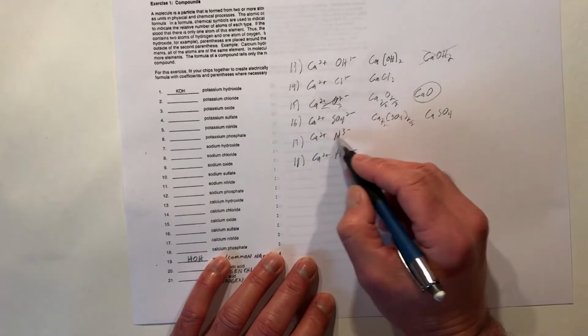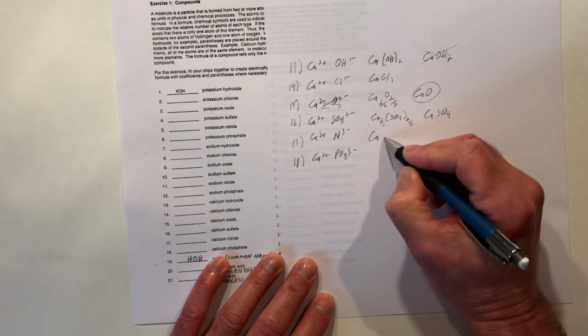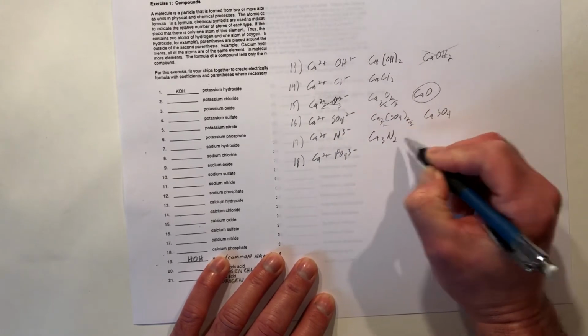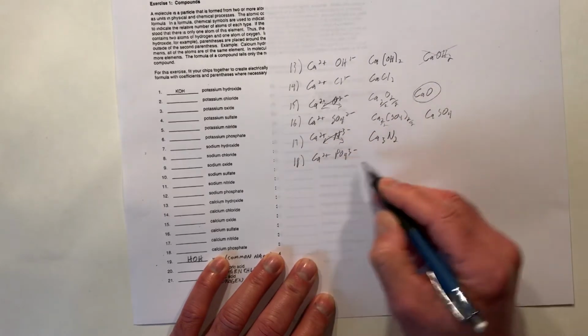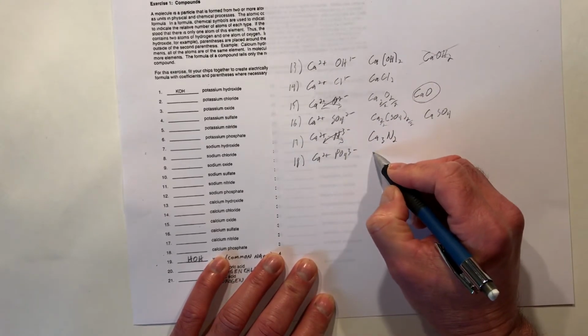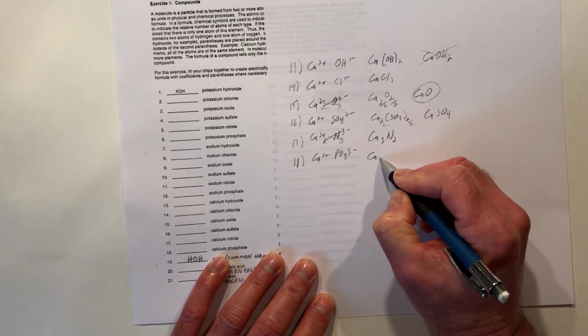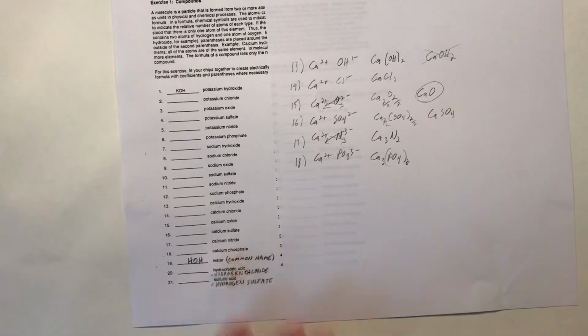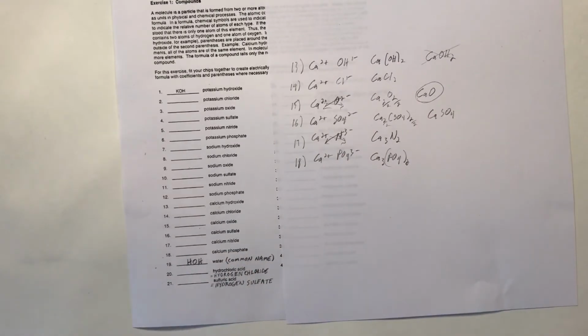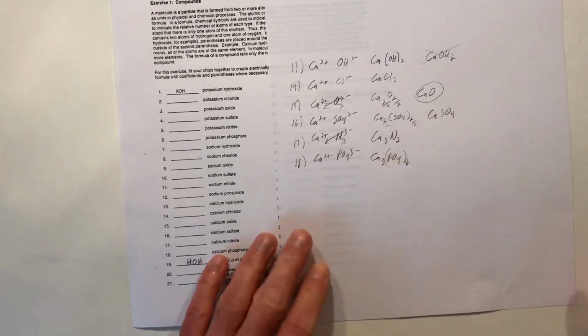Okay, so Ca 2+ and N 3- would be Ca3N2, right? This 3 goes here and the 2 goes there. Ca 2+ and PO4 3- would be Ca3 (PO4) taken twice. So that gets us all the way down through number 18.